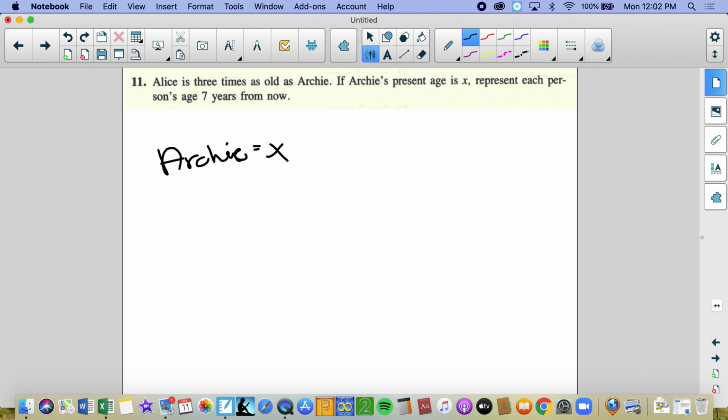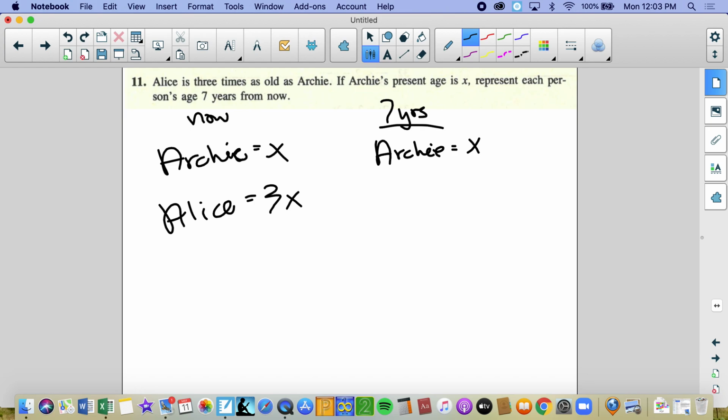So Archie is X, and Alice is 3 times as old as Archie. So Alice equals 3x. Much easier, Mr. Mac. Archie is X, and Alice is 3 times Archie's age, so Alice is 3x. Represent each person's age 7 years from now. So this is now, and in 7 years, Archie, if he's X, in 7 years, he will be X plus 7.